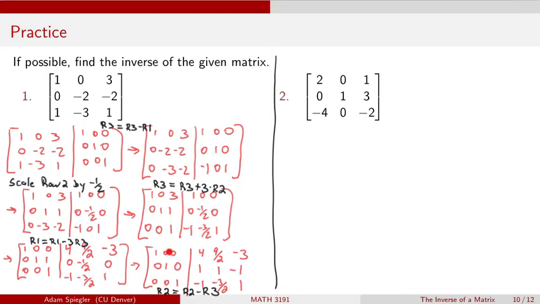And now we've got the identity matrix on the left, so the stuff on the right, that must be my inverse. So in this case, the inverse matrix would be a 3x3 matrix. The top row is 4, 9 halves, -3. The second row is 1, 1, -1. And the third row is -1, -3 halves, 1.